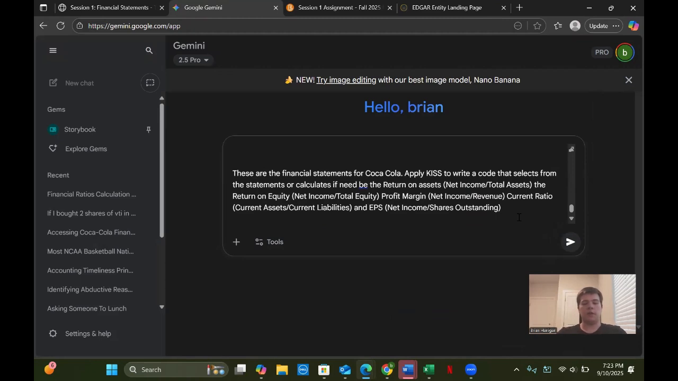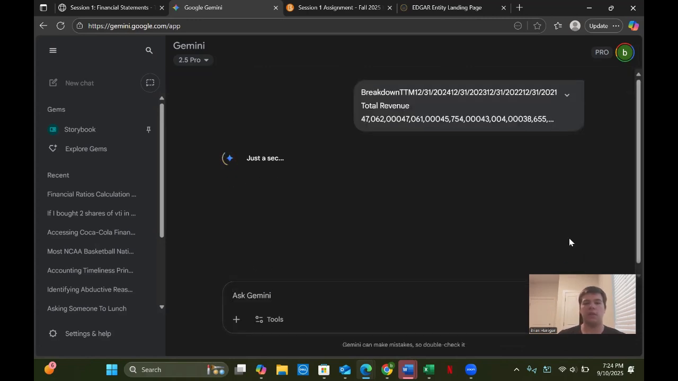I'm also going to include, please explain what each metric means. I am new to finance, so we're going to see if we can get a better description. So we're going to enter this and see what we get.